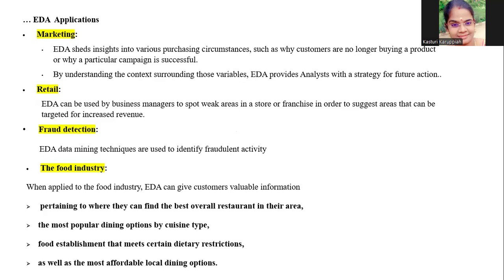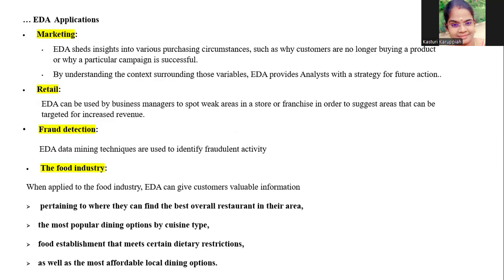And next comes retail. EDA can be used by business managers to spot weak areas in a store or a franchise in order to suggest areas that can be targeted for increased revenue. Yes, I have a franchise, but that franchise is not going well. In which area can I open a franchise, or what all should I do for that franchise so that I can improve my revenue?